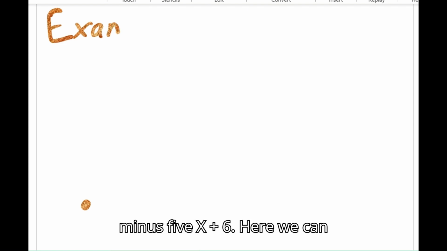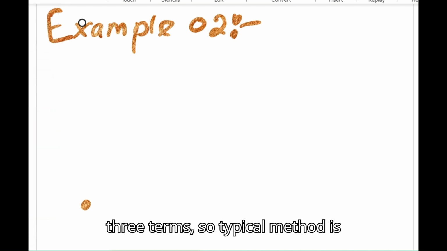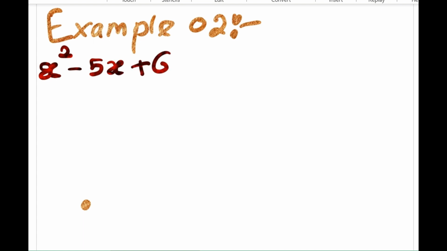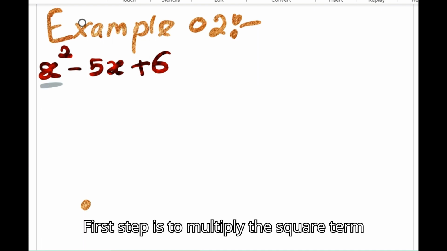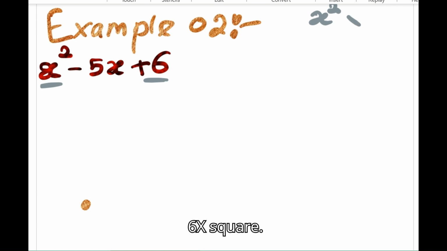We will discuss few examples. x squared minus 5x plus 6. Here we can see there are no common factors for the 3 terms, so typical method is not applicable. First step is to multiply the square term and the constant. In this case, we get 6x squared.